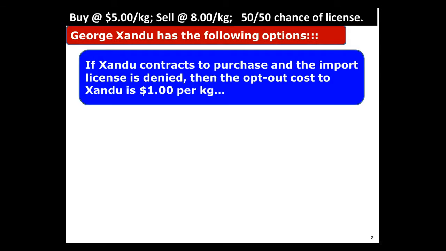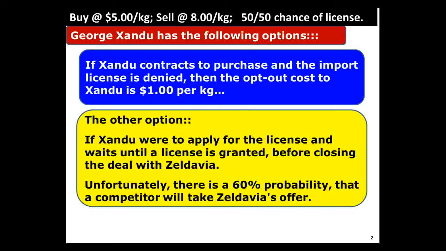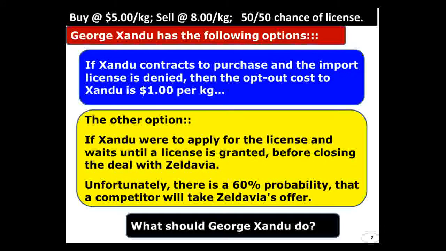So George Zandu has the following options. He can contract to purchase, but if the import license is denied, the opt-out cost is $1 per kg. That's a loss of $1 million. The other option is to apply for the license and wait till the license is granted before closing the deal with Zaldivia. Unfortunately, then there is a 60% probability that a competitor might take Zaldivia's offer. What should he do?